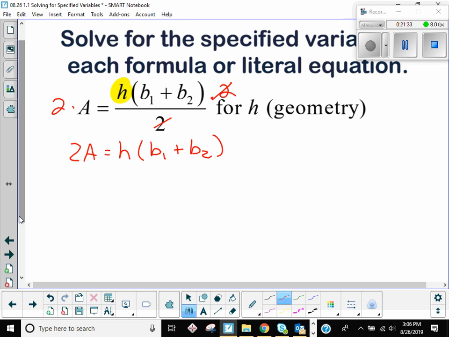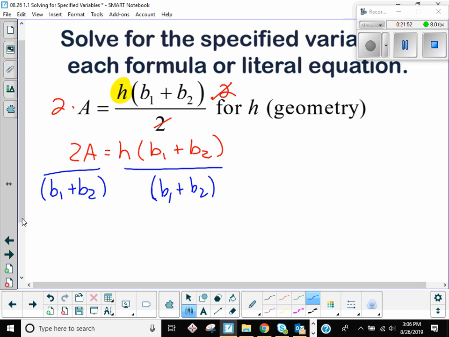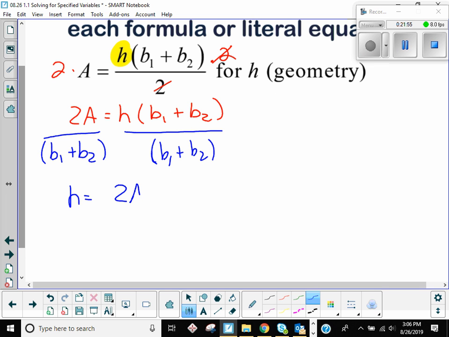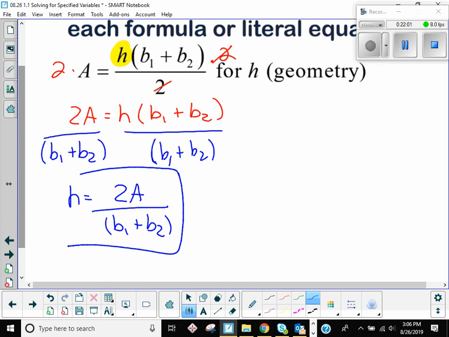So I'm trying to get H all by itself. Right now it's times the group. How do I undo that? Divide by the group. The group is the B1 plus B2. Okay. Not too bad. Even though there's variables everywhere, we're not scared of this problem. This goes with homework number 45.